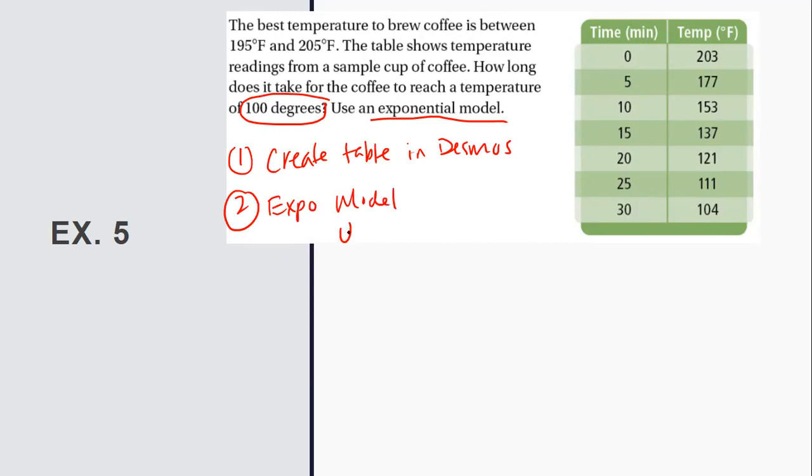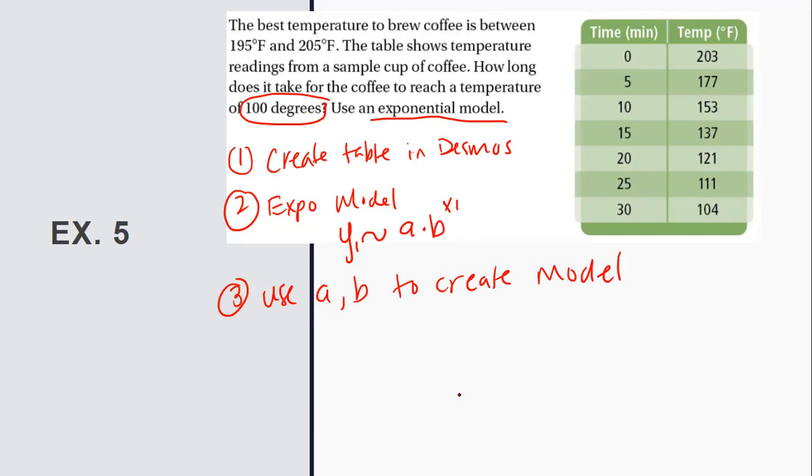And our exponential model is y equals a times b to the x. Step 3, we're going to use what a equals and the b to create our model. Okay, so those are the 3 steps.